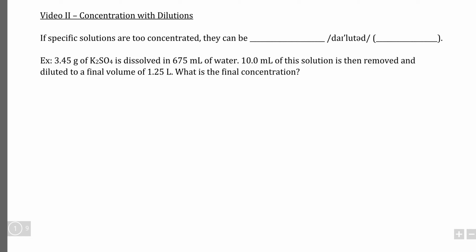In this video, we're going to be looking at concentration calculations involving dilutions, where we want to take a starting solution with a specific concentration and decrease that concentration so that it becomes diluted. We can do this in two different ways.